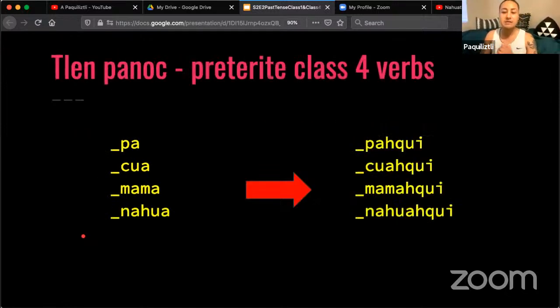So, as you saw, to convert them to the past tense, pa becomes pahki. There's this extra H in there that you insert. So it's not paki, it's pahki. Qua becomes cuahki, mama becomes mamahki, and nawa becomes nawahki.